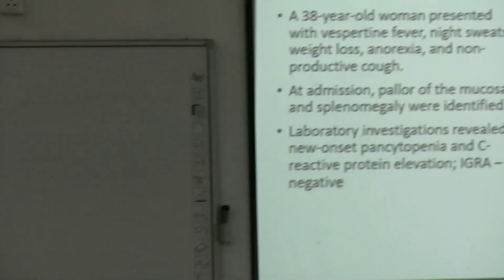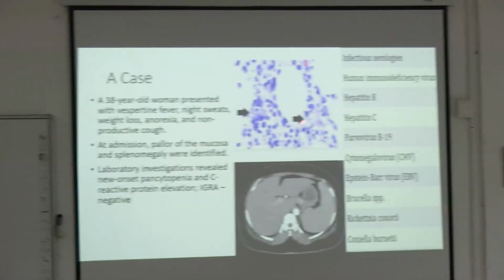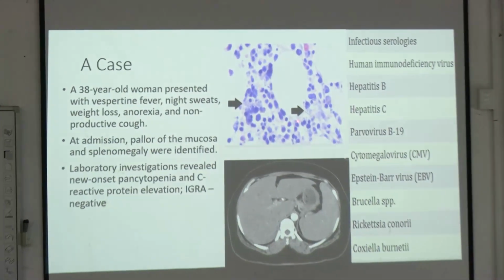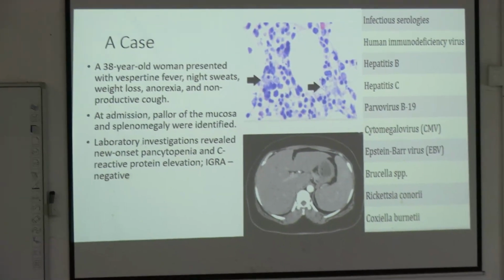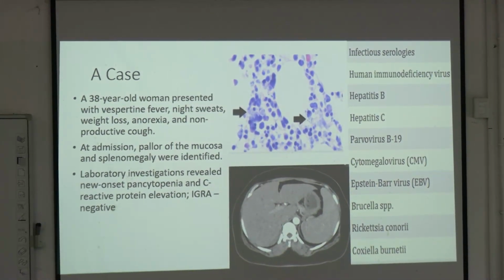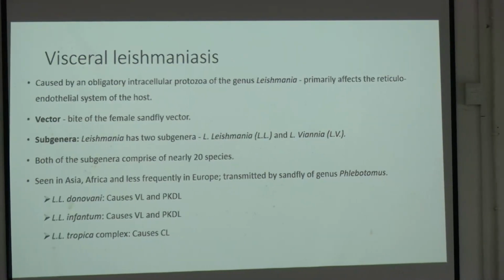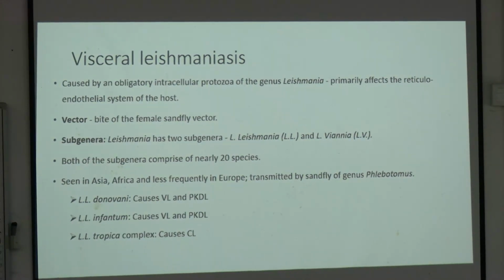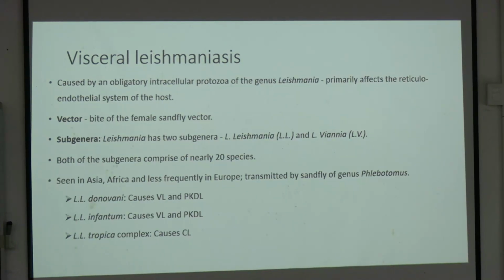Furthermore, as we can see, the spleen is grossly enlarged, that is splenomegaly. Finally, bone marrow aspiration was done, and on Giemsa staining, we can find small particles in the bone marrow aspiration. These are called as LD bodies or Leishman-Donovan bodies. This is a case of visceral leishmaniasis. Now, visceral leishmaniasis is caused by Leishmania spread by sandfly or phlebotomus. Next.